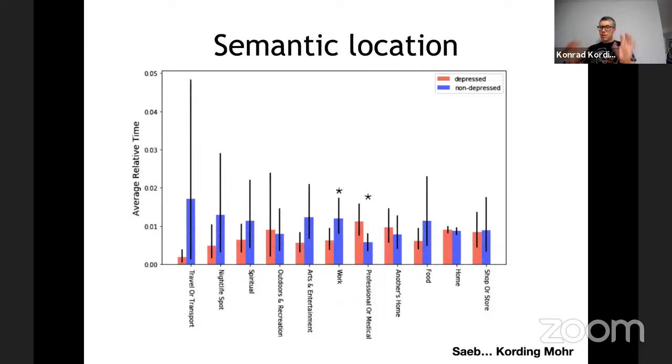Now, there are certain things that we can do really quite well. We can use machine learning to detect semantic location. In fact, we can do that better than Foursquare, where we take all the data that we have and ask, can we know that someone is in a travel situation? Are they in a nightlife spot? Are they in a spiritual spot? Are they doing outdoors and recreation, and so on and so forth? So we are very good at solving those kinds of tasks, like what is the place where you are? What are you doing where you are? But we're quite bad at knowing if you're depressed or non-depressed.